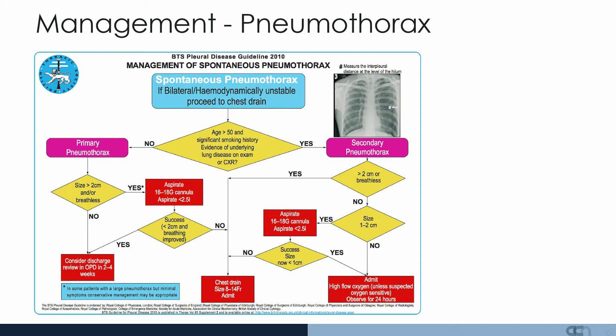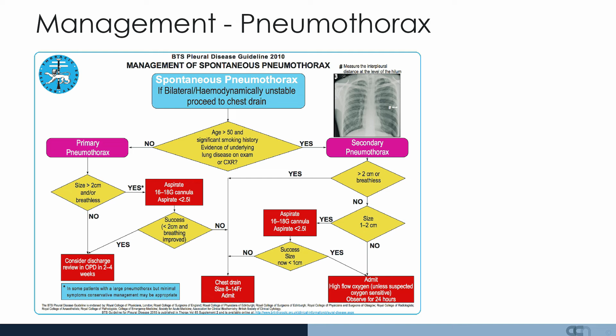If, however, despite needle aspiration, the patient remains breathless or the pneumothorax is more than 2 centimeters, a chest drain should be sited. A primary pneumothorax, which is small, less than 2 centimeters, in an asymptomatic patient, can be discharged and followed up in 2 to 4 weeks in an outpatient setting. Patients with secondary pneumothoraces, irrespective of size, will require a degree of observation.